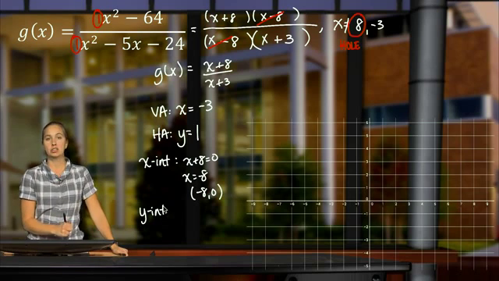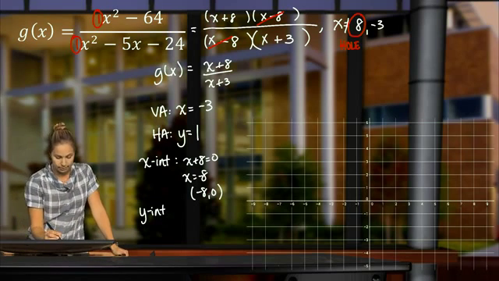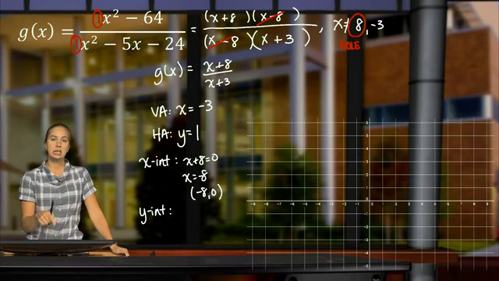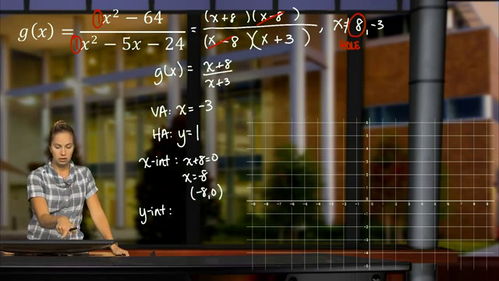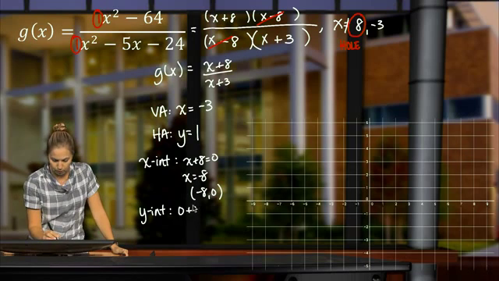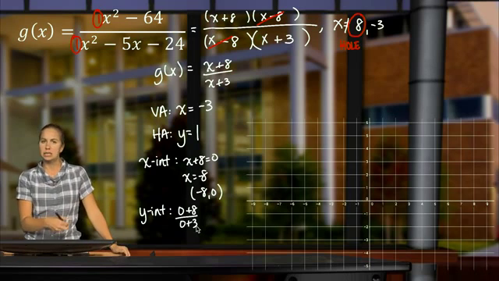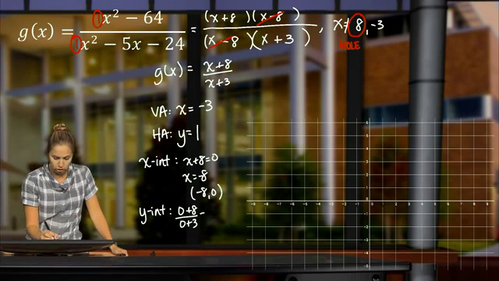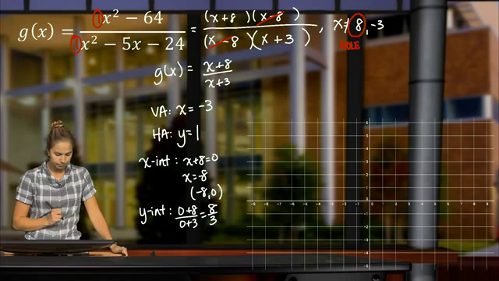And to find your y-intercepts, you're plugging in 0 for x. So I'm actually going to use the non-factored version, or it actually doesn't matter. We can use 0 plus 8 over 0 plus 3. Whichever form seems easiest for you, you can use, which is 8 over 3.